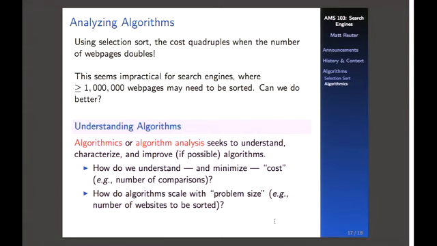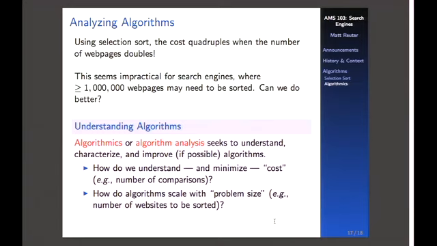Okay, but the idea is, understanding the cost is fine, but what we're really interested in is how do we minimize that cost? How do we do the least amount of work or use the least amount of resources when trying to do this operation?